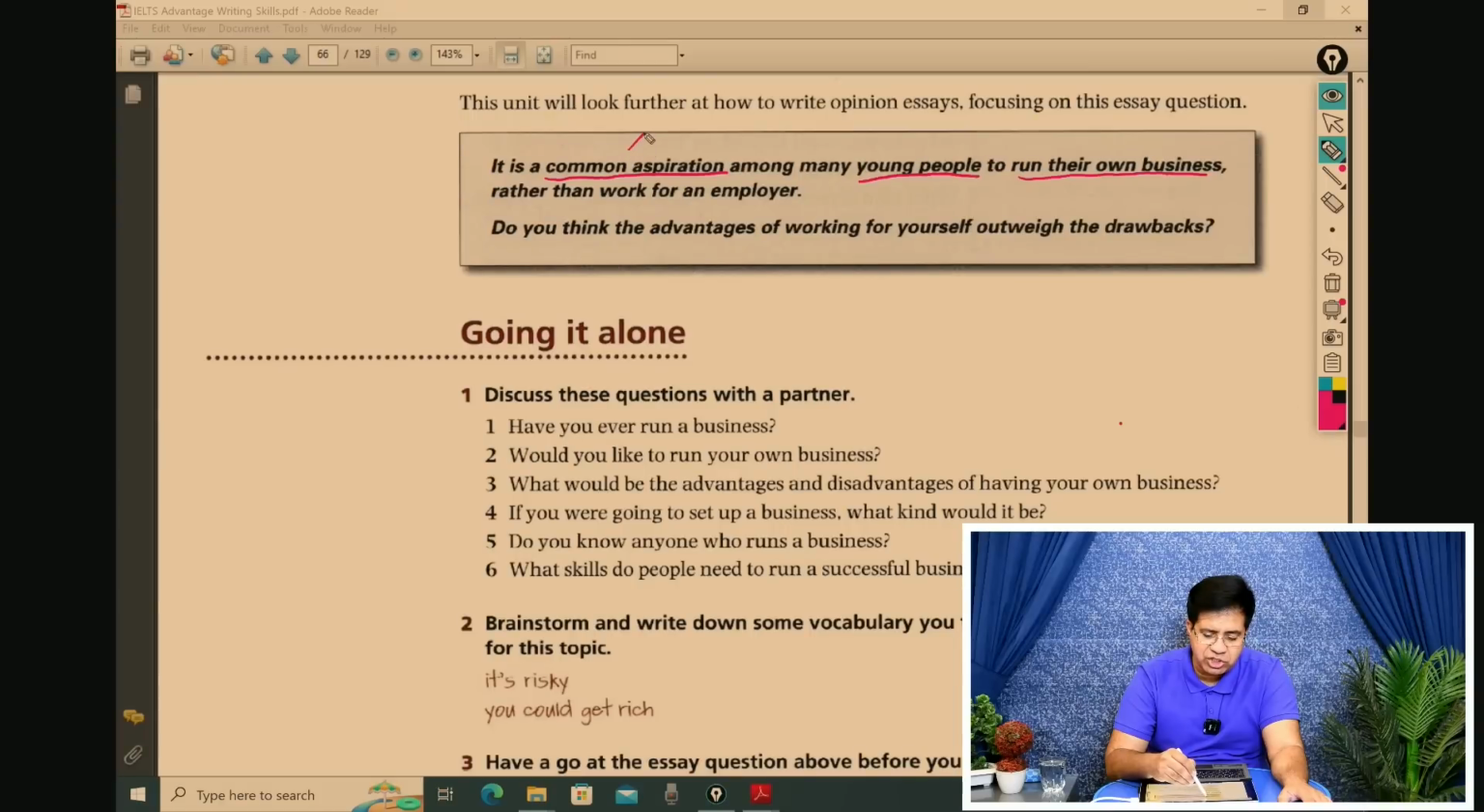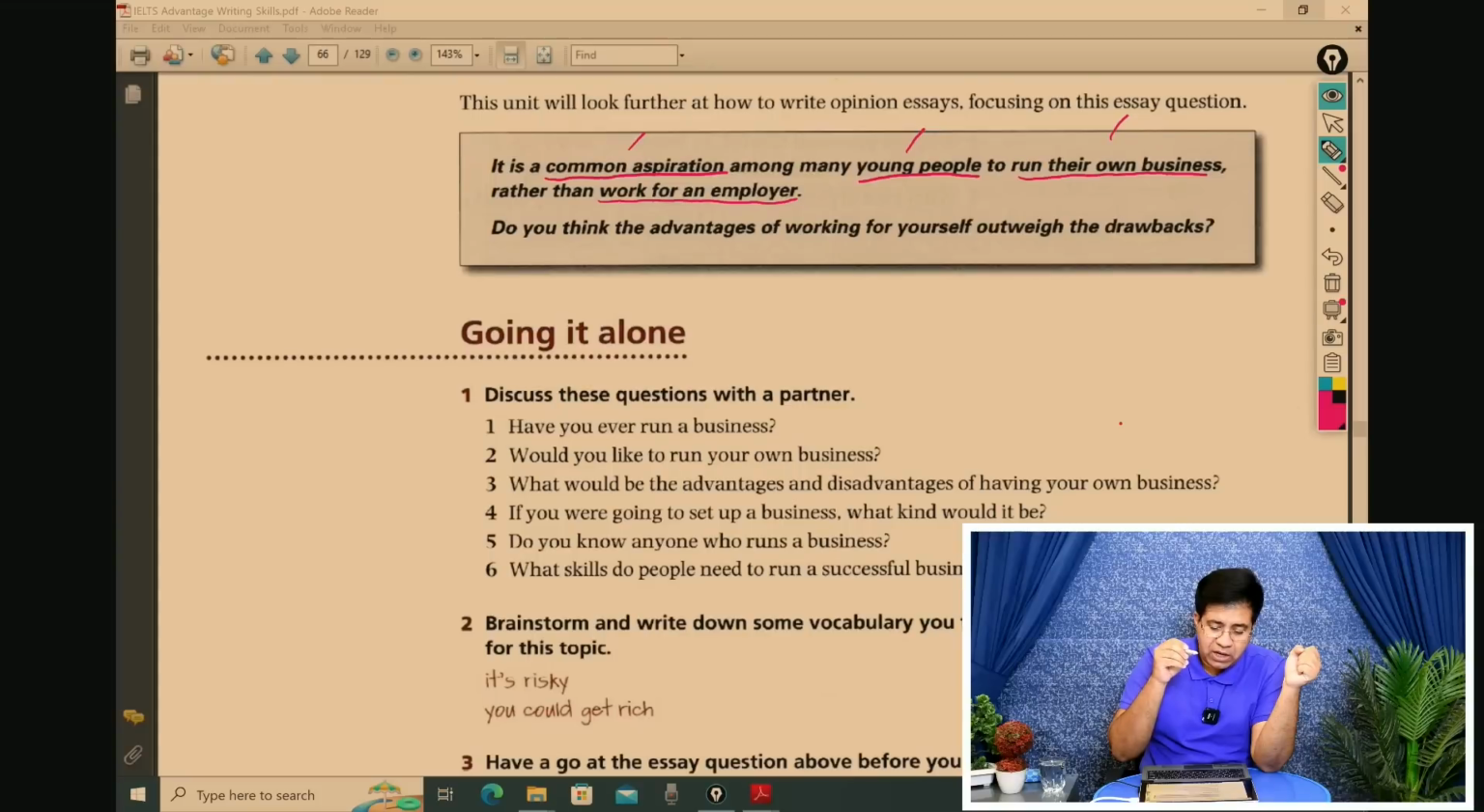So far what you understand is, it is a common aspiration among many young people to run their own business rather than work for an employer. Working for an employer means a job, a 9 to 5 job. This is how you need to understand the topic. You can imagine that it is a common desire of many graduates and postgraduates to become entrepreneurs, to start their own business instead of doing a 9 to 5 job.